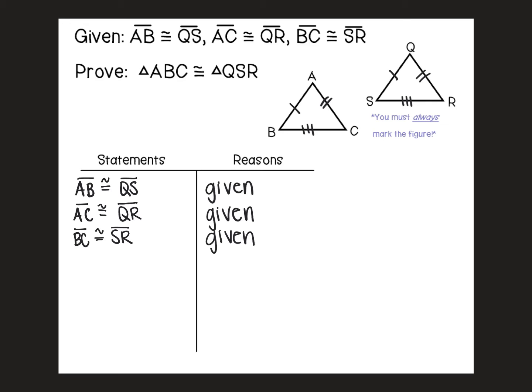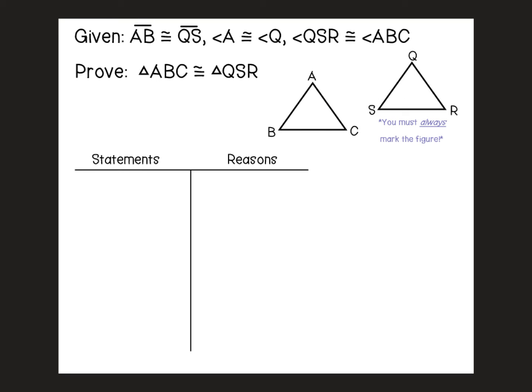And when I look at my diagram, I know it's complete because each triangle has either 3 sides or 3 angles marked or a combination of those two. And then I can write down what they're asking me to prove, which is that triangle ABC is congruent to triangle QSR. And I know that those two are congruent because I marked 3 sides in each triangle. So this is side, side, side.